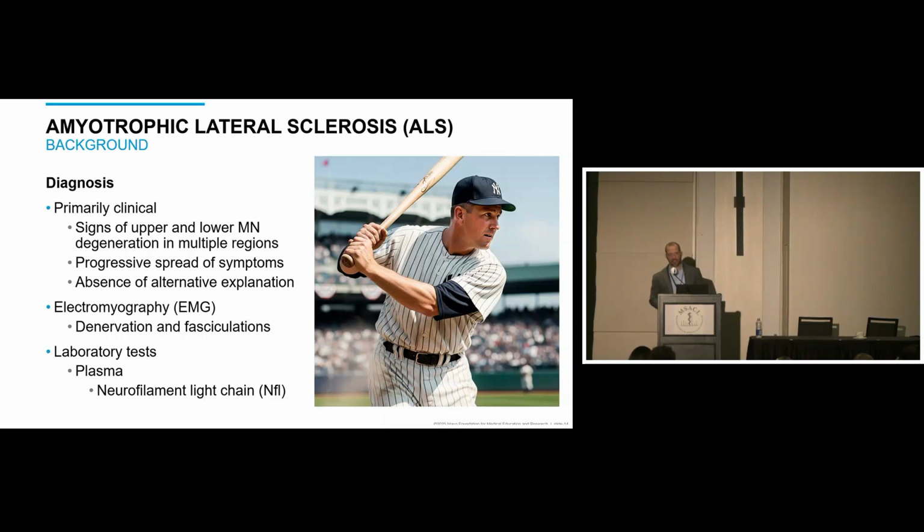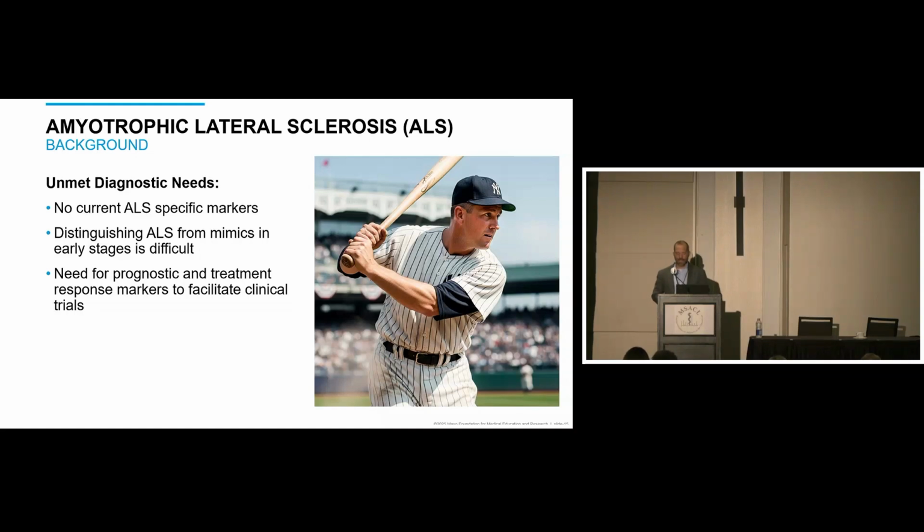The diagnosis of ALS is primarily clinical. Patients typically present with signs of upper and lower motor neuron degeneration and a progressive spread of symptoms in the absence of an alternative explanation, such as paraneoplastic syndrome or B12 deficiency. EMG typically shows denervation and fasciculations, so like spontaneous muscle contractions. And there are some laboratory tests that can help, like plasma neurofilament light chain. There's a strong correlation with neuron death. However, it's not specific to ALS, so its use in the diagnostic setting is of limited utility.